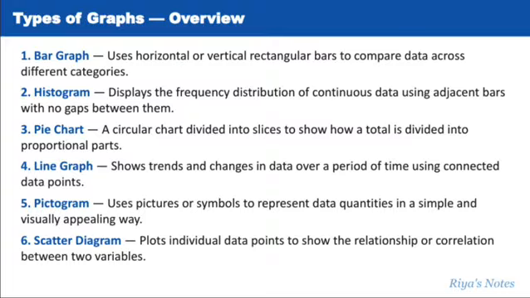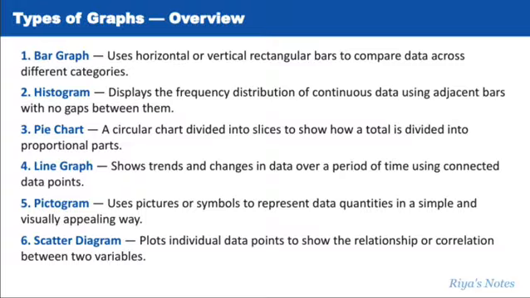Types of graphs. Overview. 1. Bar graph. Uses horizontal or vertical rectangular bars to compare data across different categories. 2. Histogram. Displays the frequency distribution of continuous data using adjacent bars with no gaps between them. 3. Pie chart. A circular chart divided into slices to show how a total is divided into proportional parts. 4. Line graph.